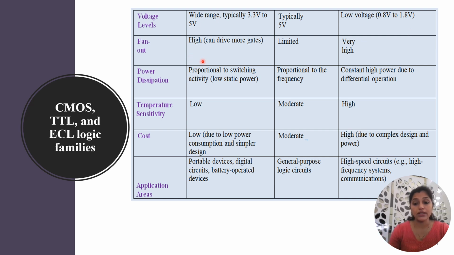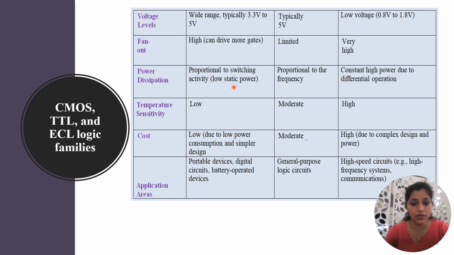Fan out, it means how many new gates we can connect to the output of our gate. So if I have AND gate and output of my AND gate is connected to how many more gates, to the inputs of how many gates, that is fan out. So here fan out is high for CMOS. It is limited for TTL, whereas it is very high for ECL logic family.